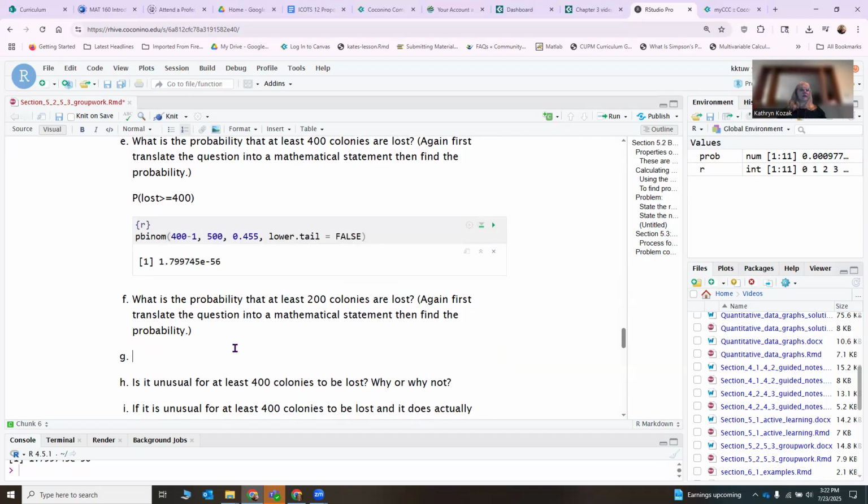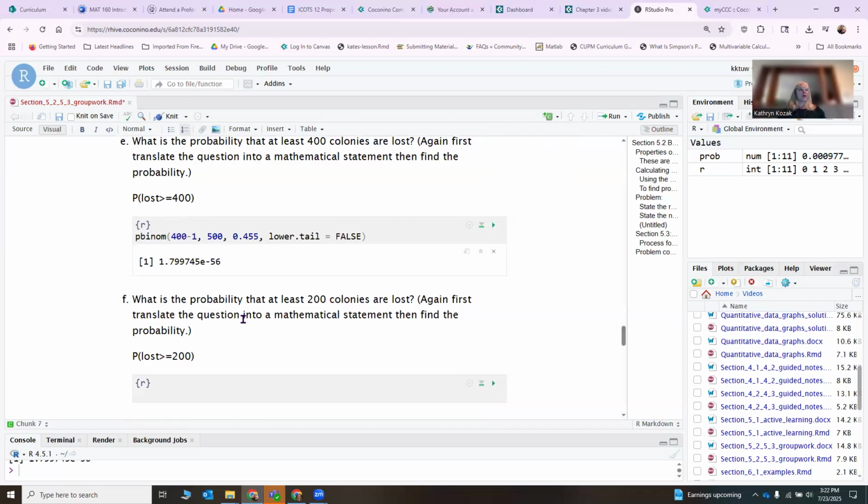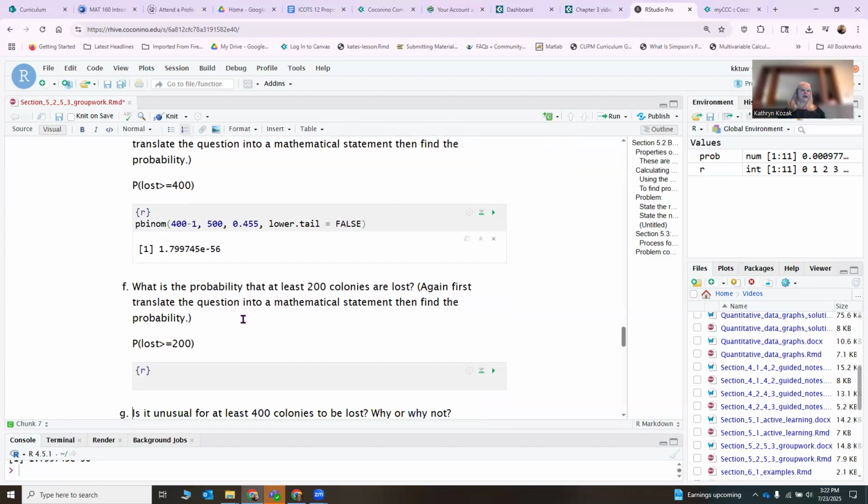Now we'd like to know what is the probability that at least 200 are colonized or lost. So again, my lost is being greater than or equal to 200. Same thing, insert in our chunk. We're going to do that pbinom. The way I kind of remember this is P is for probability, D is for density. It's not really exactly correct, but it just helps me remember it. It's 200 minus 1, 500, 0.455, and lower.tail equals FALSE.